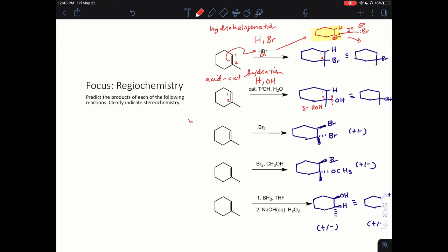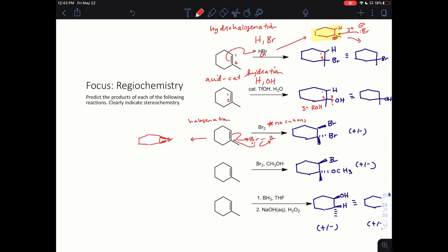Next, we have halogenation with bromine. And now this reaction does not go through cations. It goes via a bromonium ion. So we have pi C=C attacking sigma star Br-Br, and then the non-bonding orbital on bromine attacks back. That generates the bromonium ion.